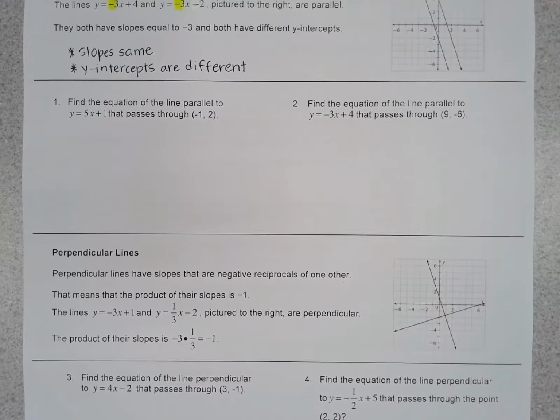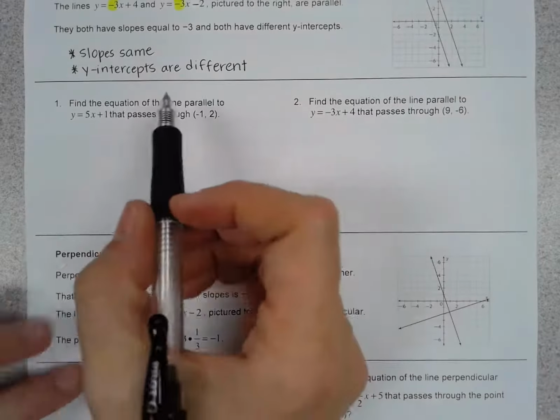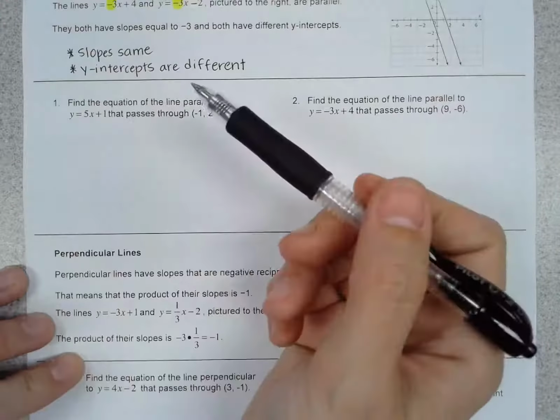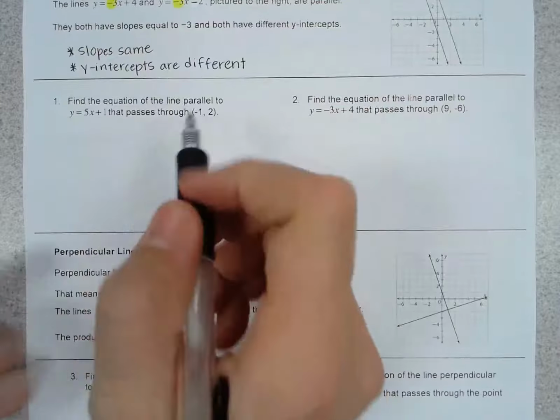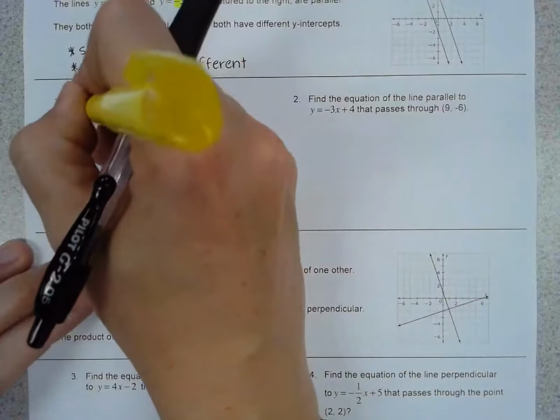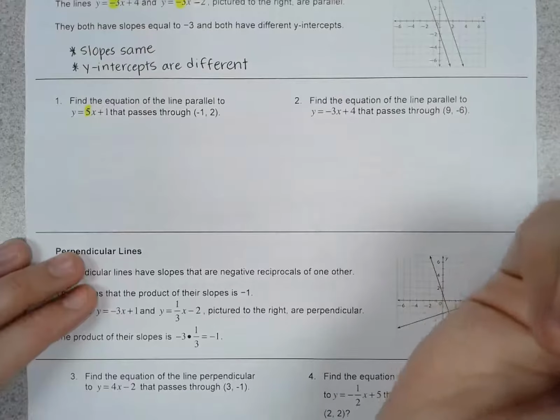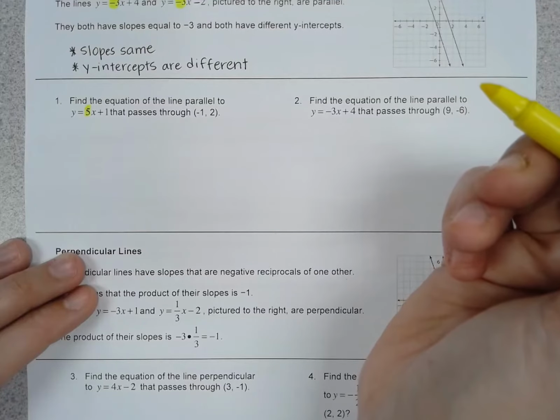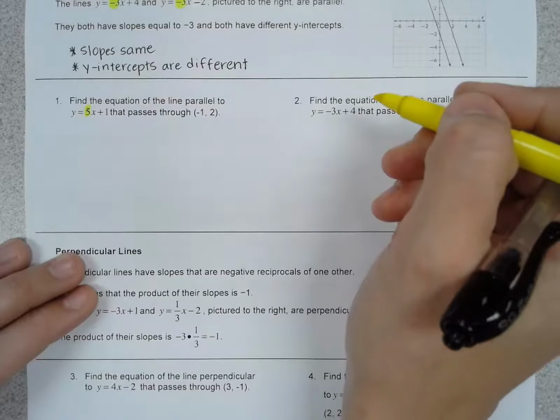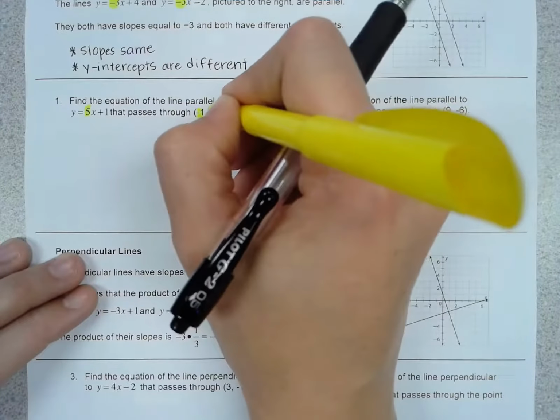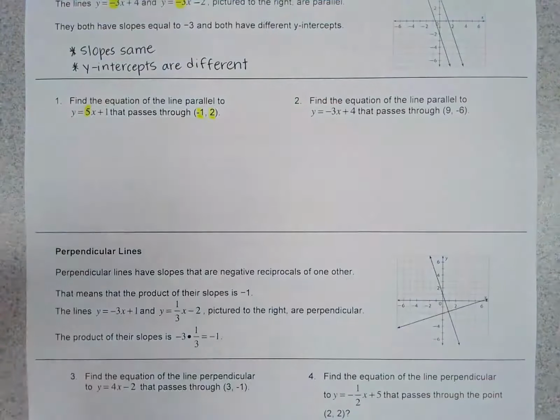So what we're going to do in examples 1 and 2, it says find the equation of the line that's parallel to y equals 5x plus 1 that passes through the point negative 1 comma 2. In this example, there's one line that they give you right here, and then you're trying to find the equation of another line. It says that the other line is parallel to this line, so parallel lines mean they have the same slope. And then it also says that they go through the point negative 1 comma 2. So if it goes through the point negative 1 comma 2, it means that this point, the negative 1 and the 2, is a point that's on the new line that you're trying to find the equation of.